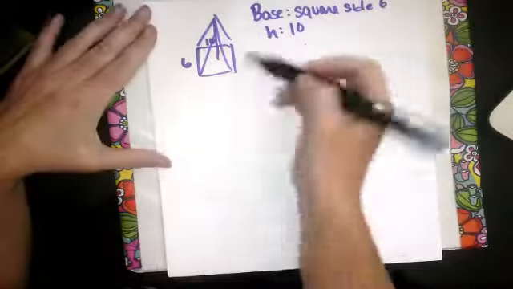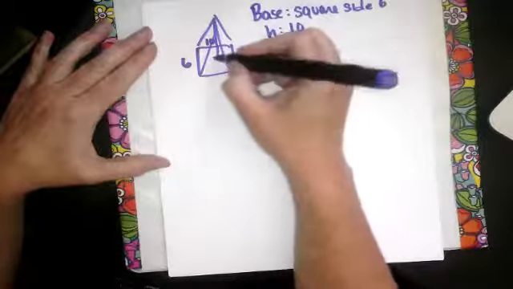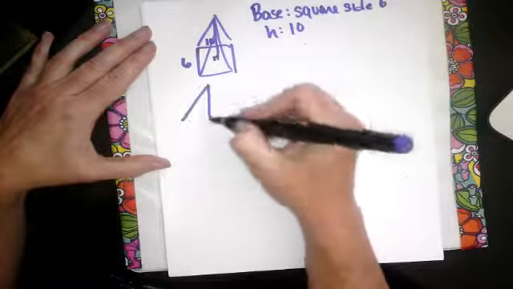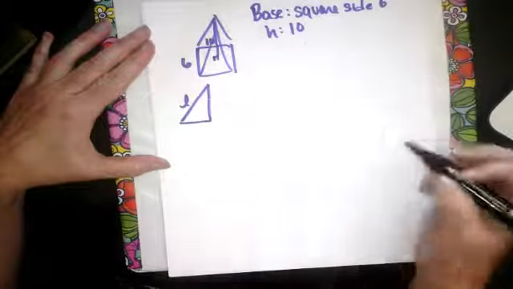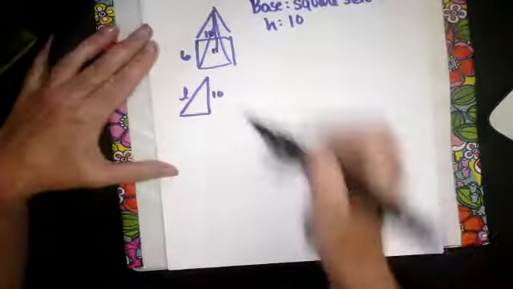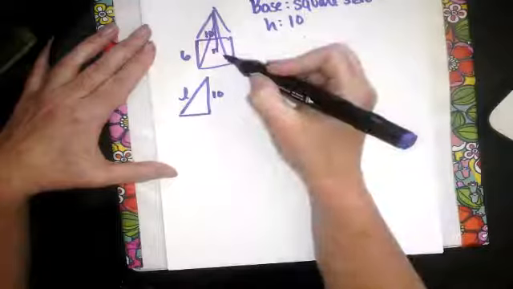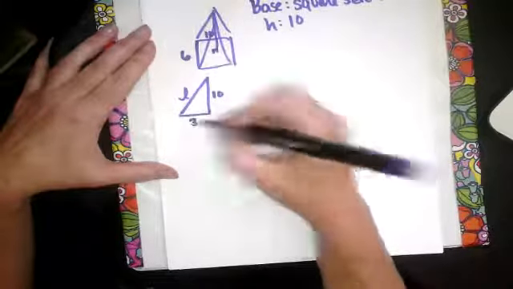So again, what that looks like is if the height is 10, it's going to fall here. I always draw this separate. So we need to find the slant height, and I'm going to call that L. We know the height is 10, so it's going to go right here. And then we know that this is going to cut that in half, so it's really going to make this 3.